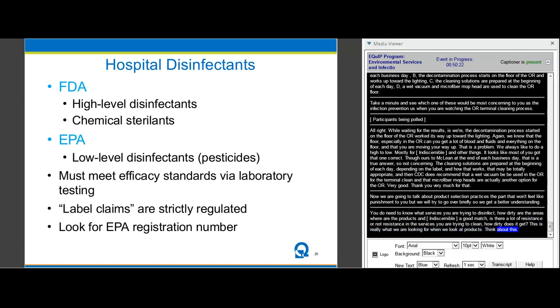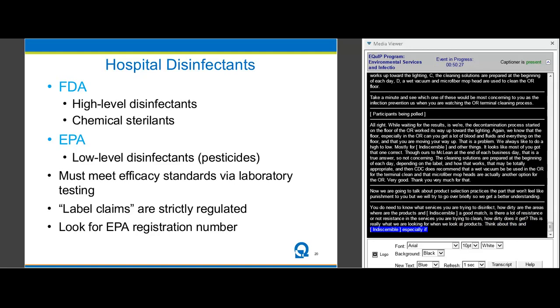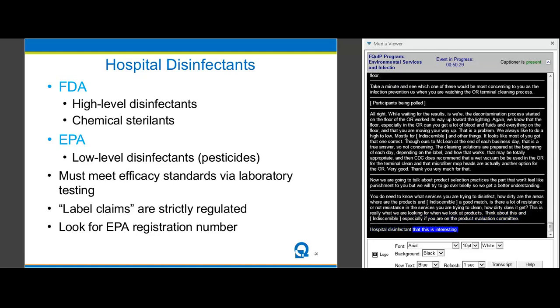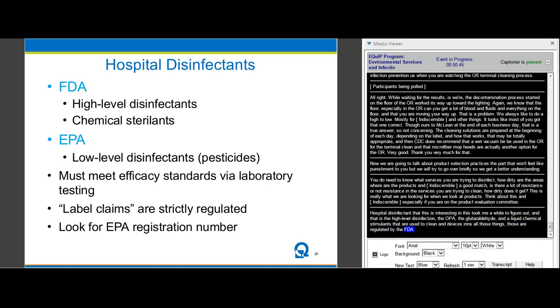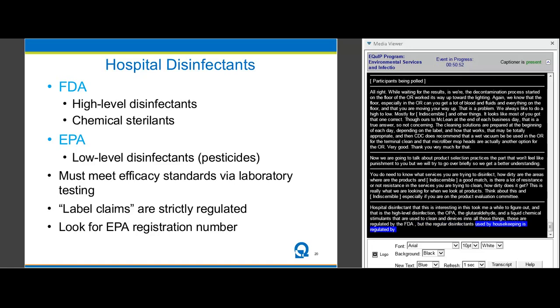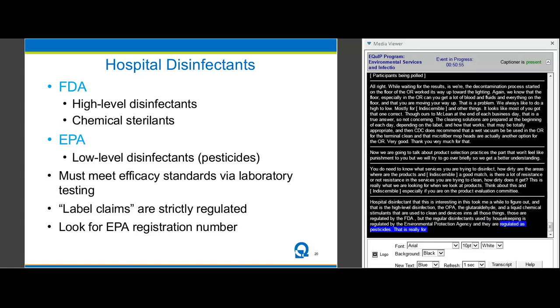Hospital disinfectants. Now this is interesting, and this took me a while to figure out. The high-level disinfectants, the OPAs, the glutaraldehydes, and the liquid chemical sterilants that are used to clean endoscopes and lumen devices and all of those things are regulated by the FDA. But the regular disinfectants used by housekeeping are regulated by the Environmental Protection Agency, and they're regulated as pesticides. For some reason, that interests me quite a lot because there is this difference in who regulates.